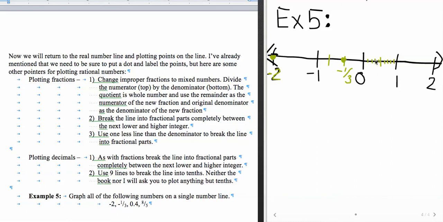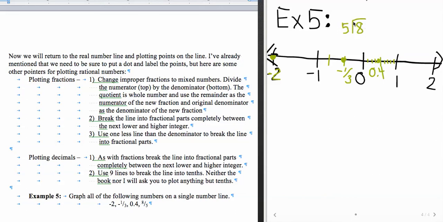And now I can count over from 0, 1, 2, 3, and 4, and put a dot right there, and that is 4/10 or 0.4. And so I'll label it right there. Now my last one is an improper fraction. Improper fractions I feel are best discussed using a mixed number. So I'm going to change 8/5 into a mixed number.